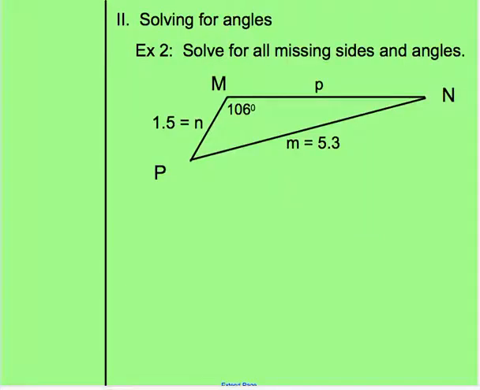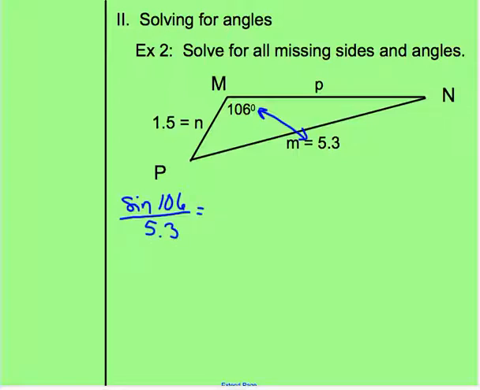All right, example 2, we're going to look at solving the entire triangle. So finding all missing sides and angles. You need to know a side angle opposite pair in order to use law of sines. I have that, so I'm going to start with the sine of 106 over 5.3.